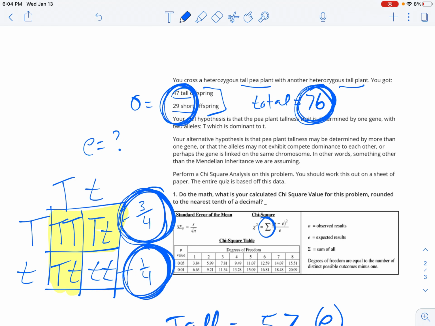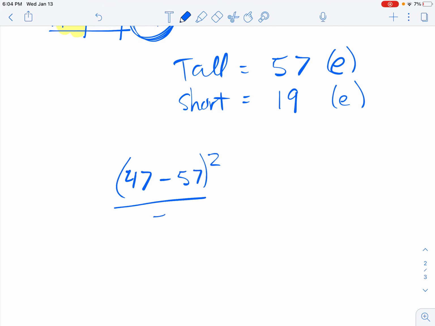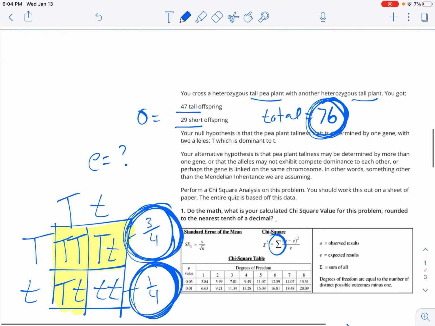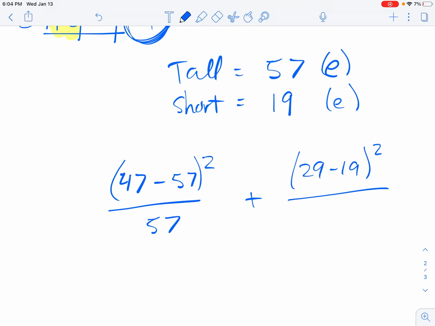We're going to have to figure out what the sum is. Well, we're going to have to run this twice because it's either tall or short. So we have to run this for tall and we have to run this for short, and then we have to add up the chi-square values. So here we go. 47 minus 57 squared divided by 57. And then for short, it is 29 minus 19 squared over 19.